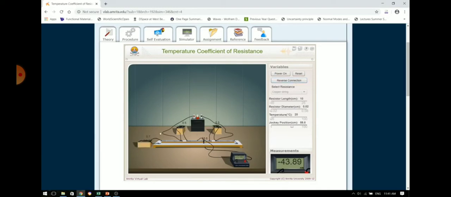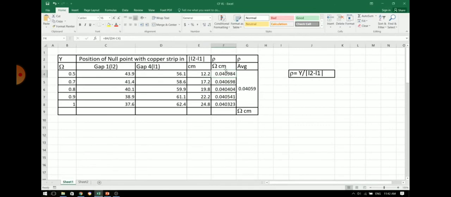Again I take that value and put it in the table. Then you reverse the connection and take another value. Using the slider, we make the null deflection 0. Now it's almost 0.06, close to 0. Now we take another value of length L2, say 41.4. So we put that value: the first one is 58.6, which I have already taken, and the other gap L2 is 41.4. Then you calculate L2 minus L1, and then rho.